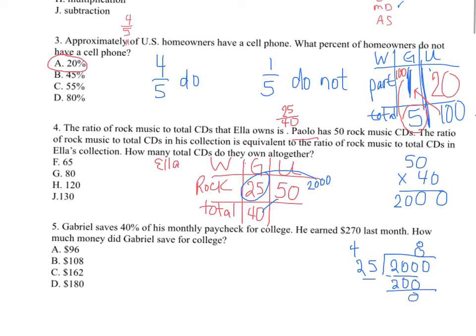I have 0 left over. I have a 0 that still needs to be written down. So 2,000 divided by 25 is 80. Okay, but the question is how many total CDs do they own altogether? Okay, so when you add hers and his, 40 plus 80, that is 120.